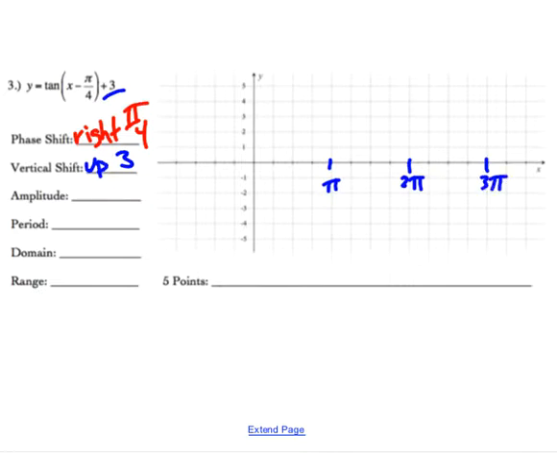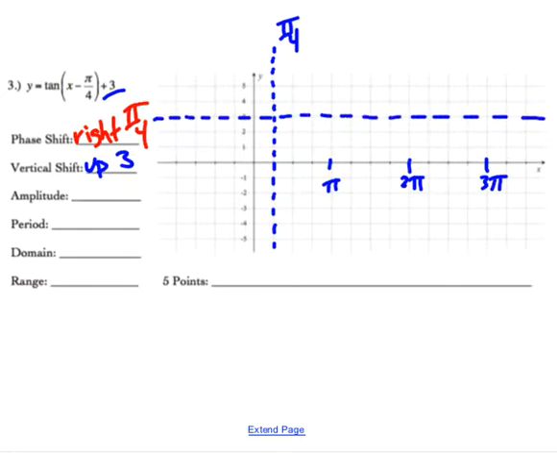So if I go pi over 4, that's going to put us here. Again, this one is actually going to go up pi over 4. Sorry, that's going to go up 3. So we'll put our other dashed line in here. And so that gives us a frame of reference.